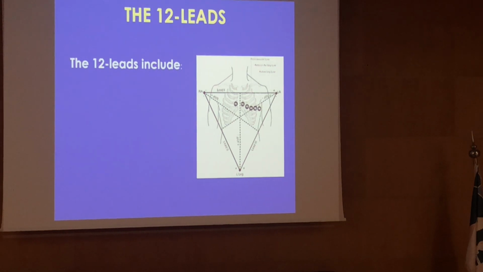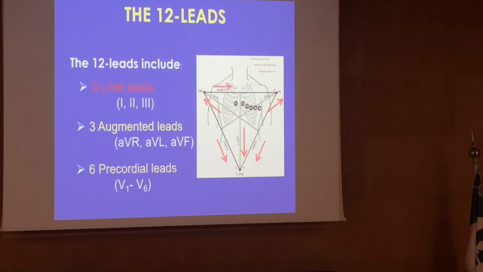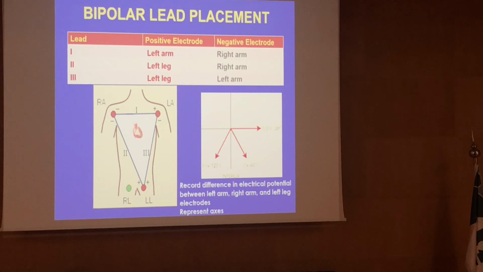1, 2, and 3. And we have augmented vector right, augmented vector left, and augmented vector foot. These three and these three, the 6 of them, we call limb leads. These are the leads that look into the frontal plane of the heart. Chest leads, V1 to V6, look at the horizontal plane of the heart. Let's take them one by one.